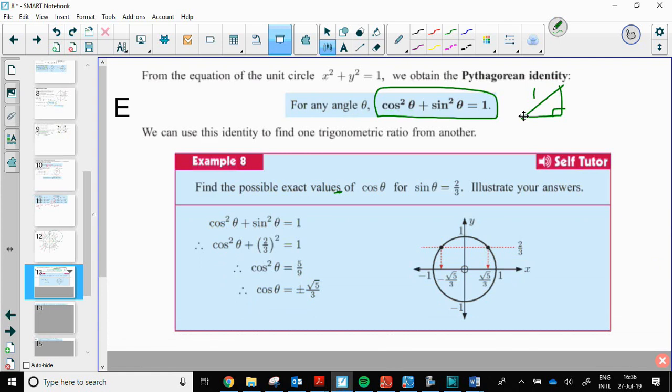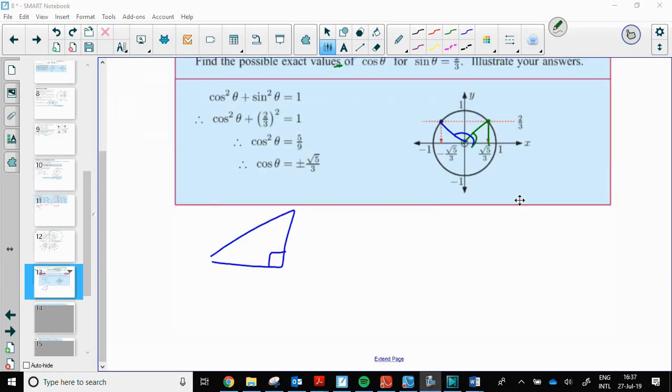And visually, we see that there are two possible places for our point P to be, and likewise two possible angles. We could have either that one, or we could have that one. But another way to look at it is if you've got a right triangle and you know that the sine is 2/3, let's call that theta. That means we've got an opposite of 2, and a hypotenuse of 3.